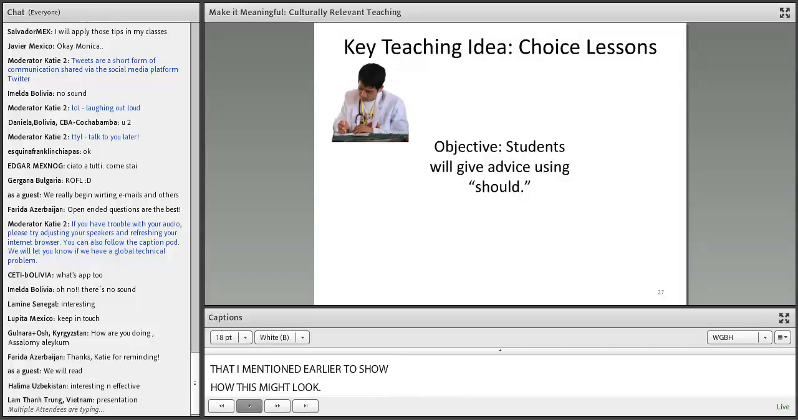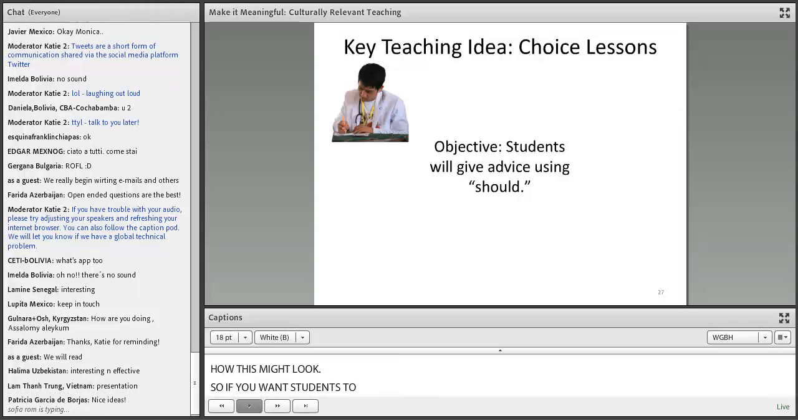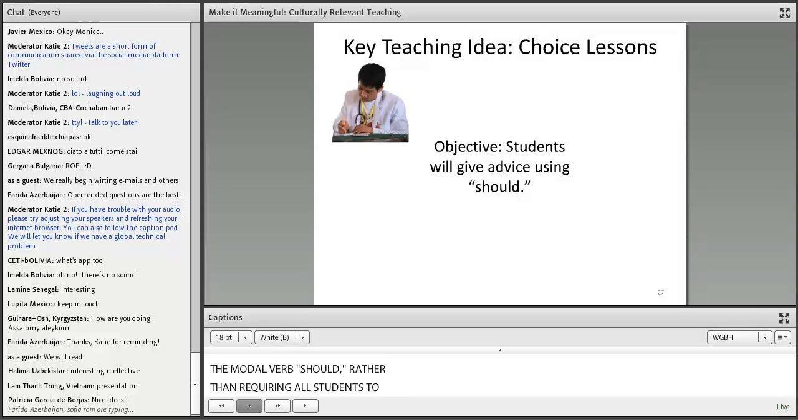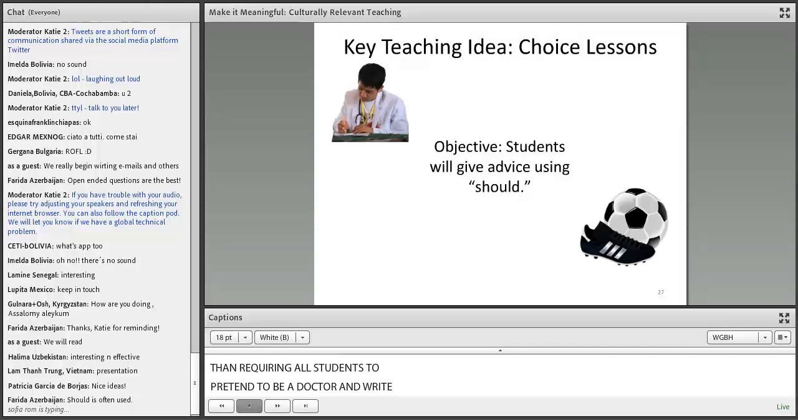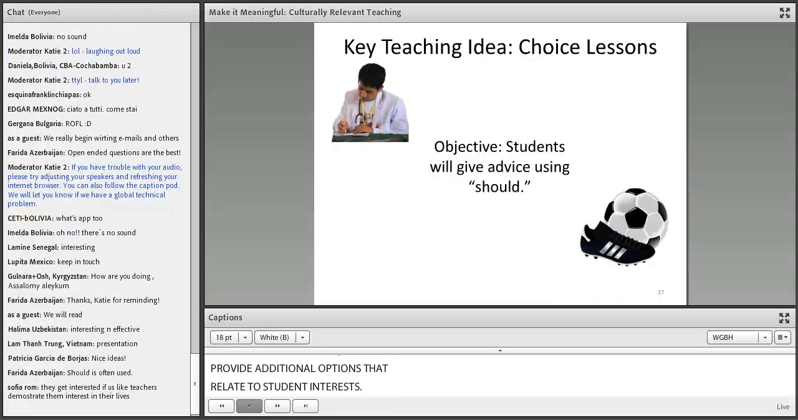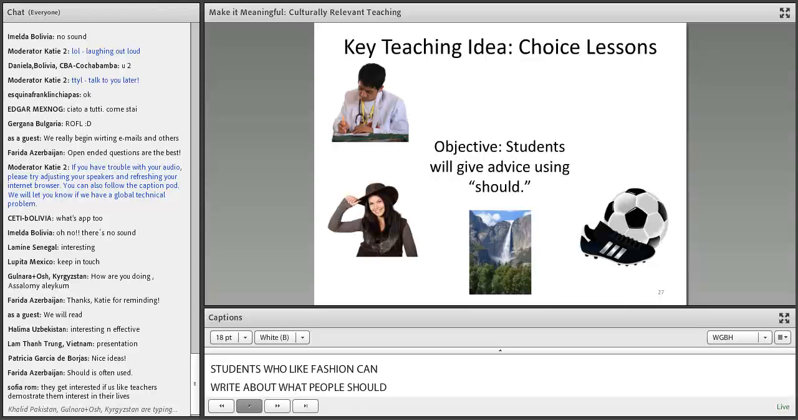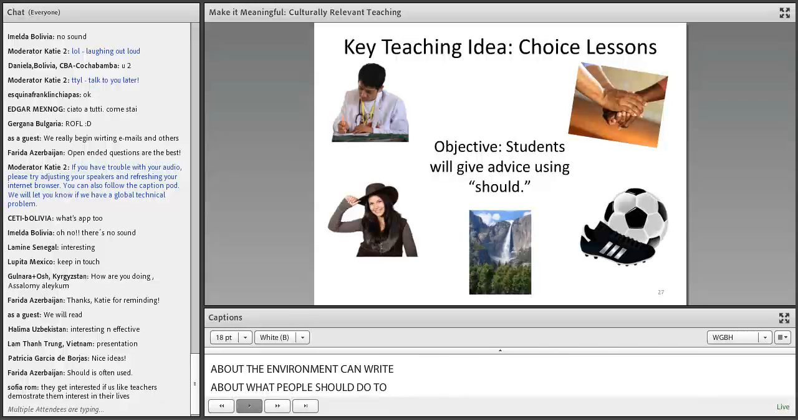So if you want students to practice giving advice and using the modal verb should, rather than requiring all students to pretend to be a doctor and write advice to your patients, you can provide additional options that relate to student interests. So students who like to play football can write suggestions about how to get in better shape. Students who like fashion can write about what people should and should not wear. Students who are passionate about the environment can write about what people should do to avoid pollution. And students who just like spending time with friends can write about how to be a good friend.